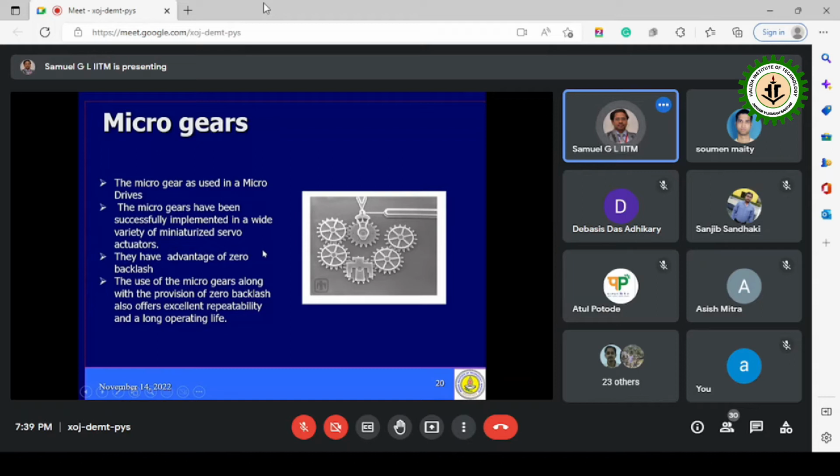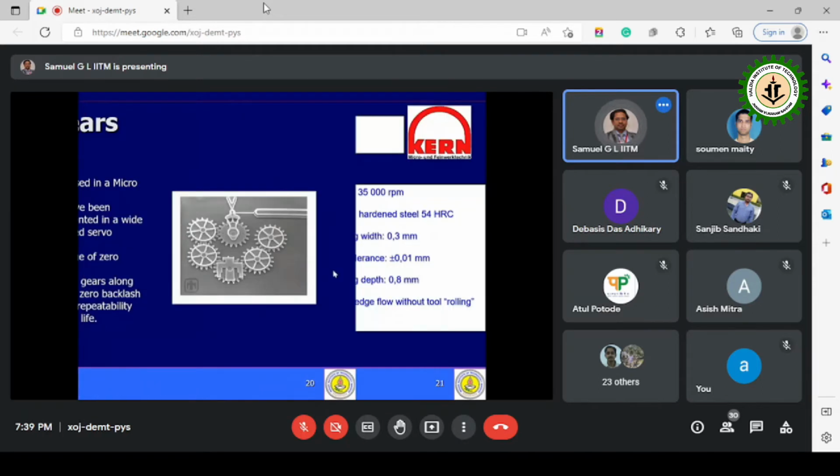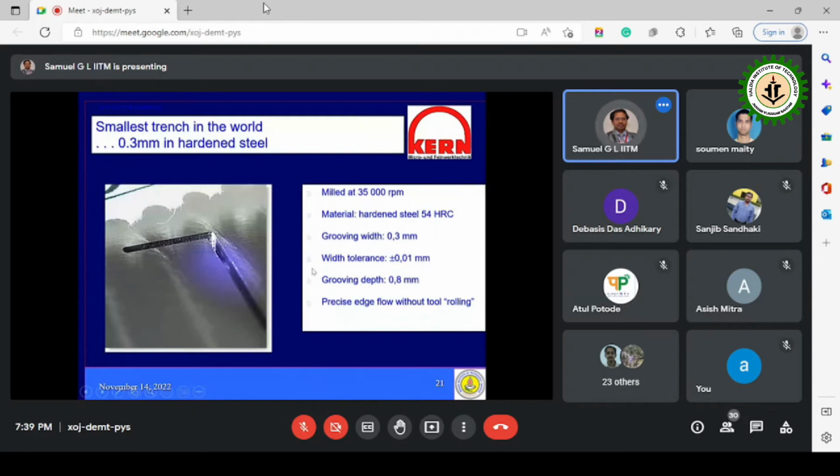And also, when you look at the micro gears, by MEMS technology, micro electromechanical technology, you'll be able to develop these gears, which are so small and the power required to drive them is very small. So thus we don't have to spend a lot of energy, but with minimum energy, we'll be able to make the product work.